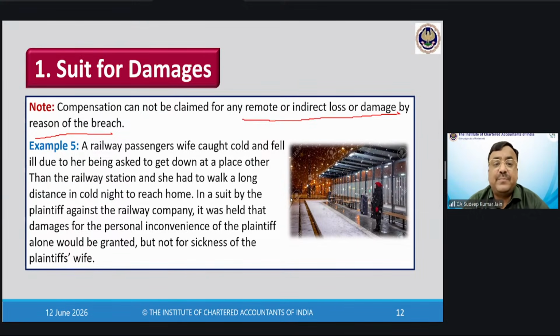So a railway passenger's wife caught cold and fell ill due to her being asked to get down at a place other than the railway station, and she had to walk a long distance in the cold night to reach home. In a suit by the plaintiff against the railway company, it was held that damages for personal inconvenience of the plaintiff alone would be granted, but not for the sickness of the plaintiff's wife.